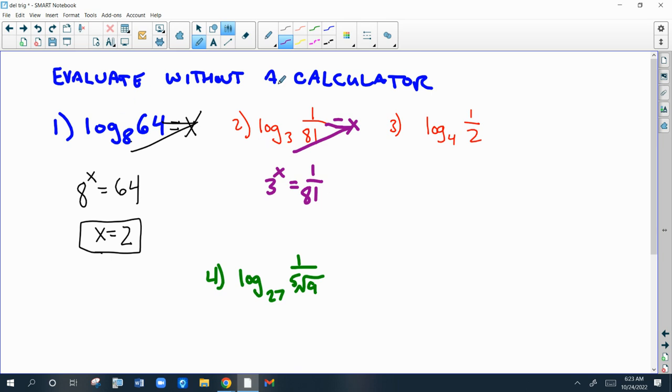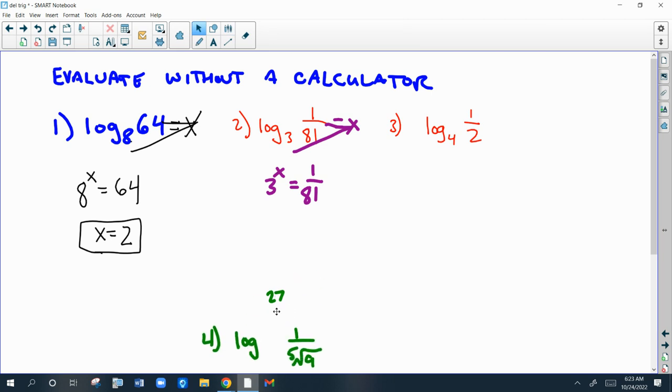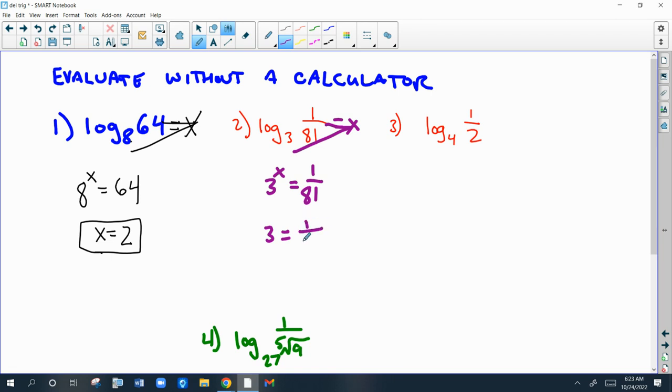So we're going to try to get the same base. You could think about this and get the answer without getting the same base, but I'm not going to. I realize they both have a common base of 3. So 81 is 3 times 3 times 3 times 3, or 3 to the 4th.